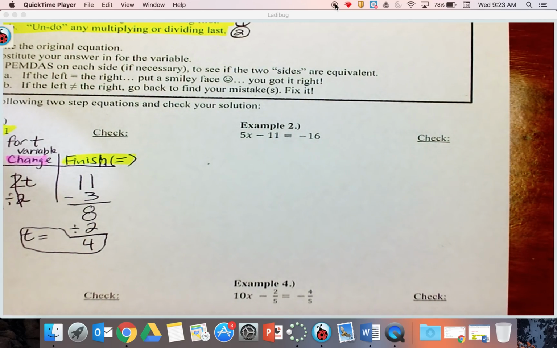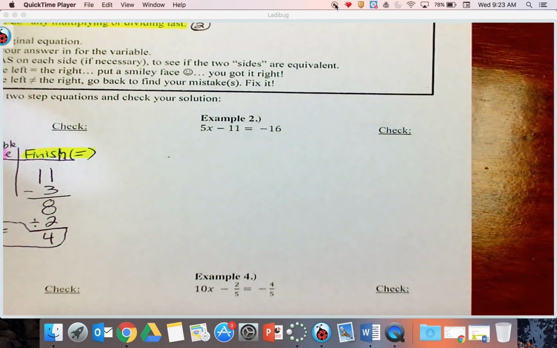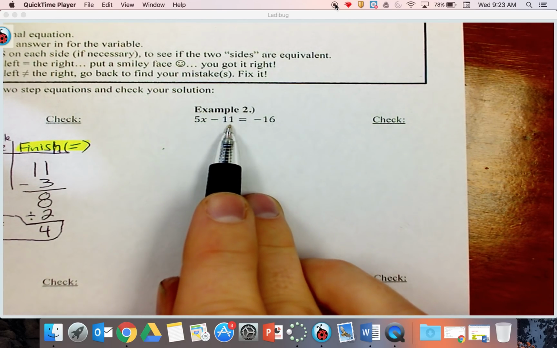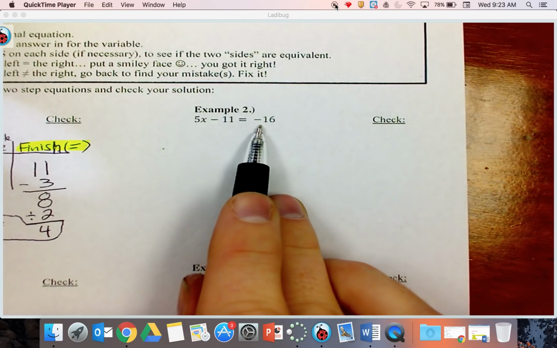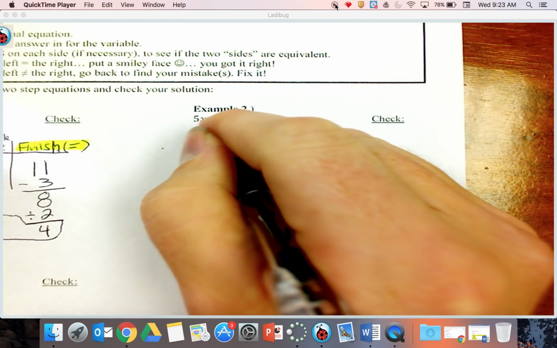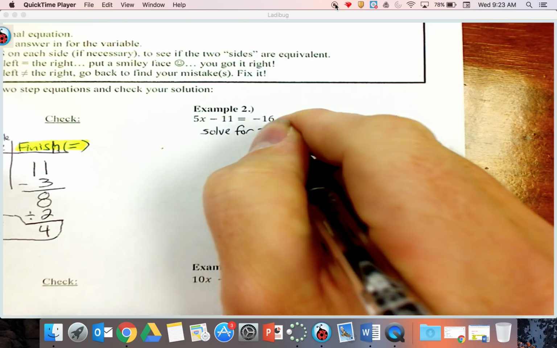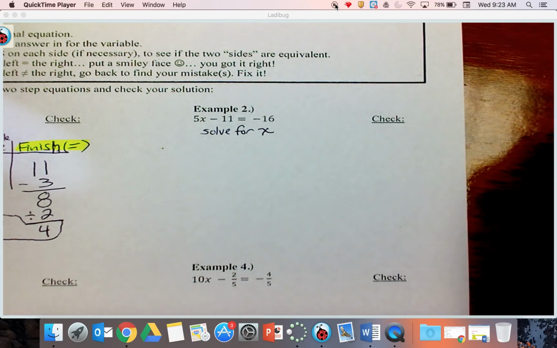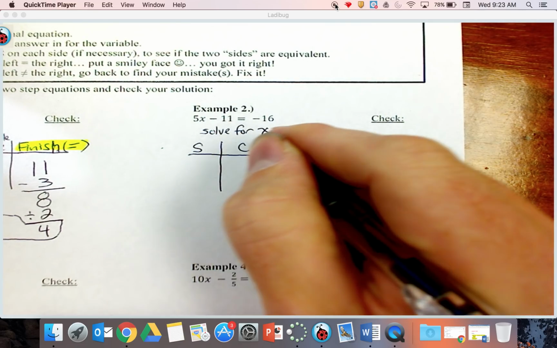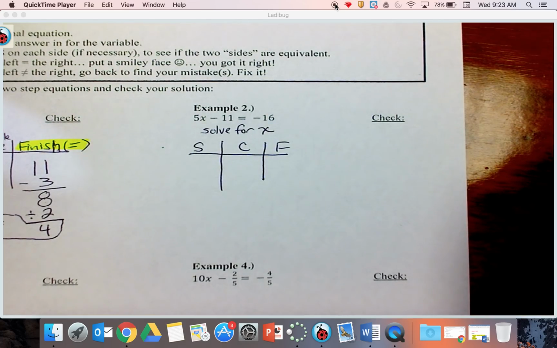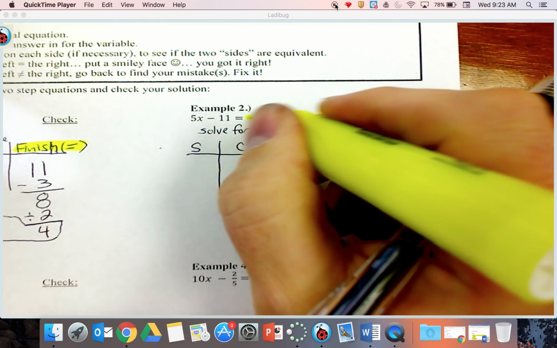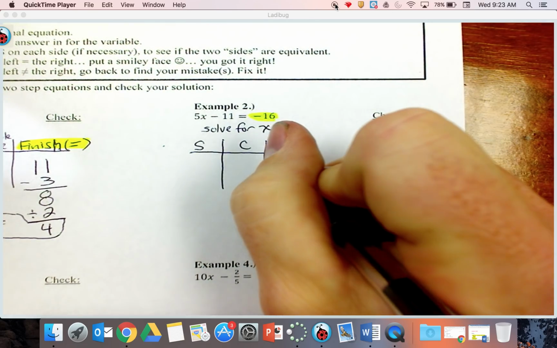So here's your second example. Let's take a look at that one. The same thing here. This is saying 5 times x minus 11 is equal to negative 16. Well, the variable in this case is x, so I'm going to solve for x. I'm trying to find out what x is. So let's set up our organizer, and I'm going to abbreviate the start, change, and finish with an SCF. And remember, my finish is what it equals. So it equals a negative 16. It's at the very end.